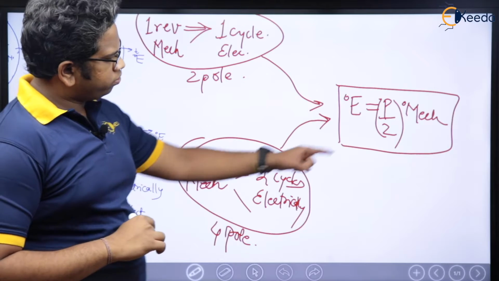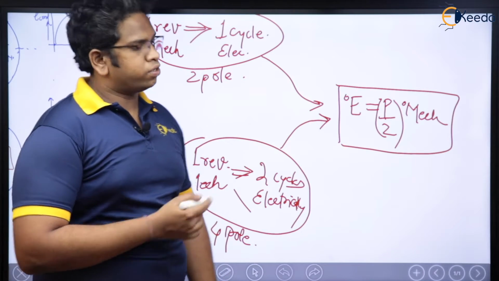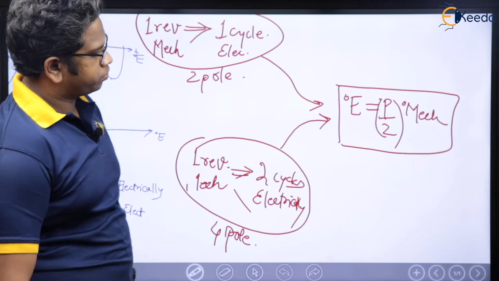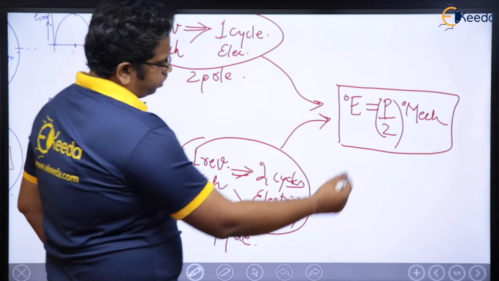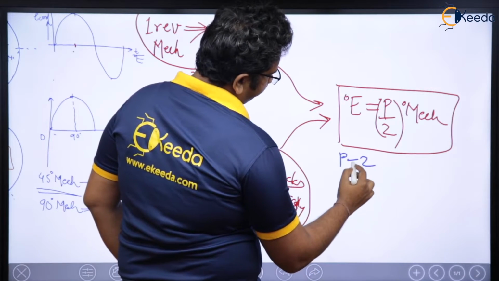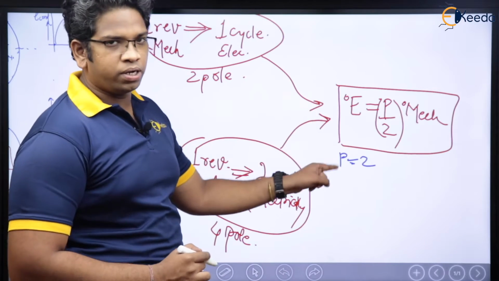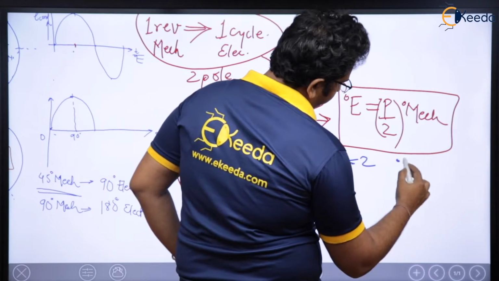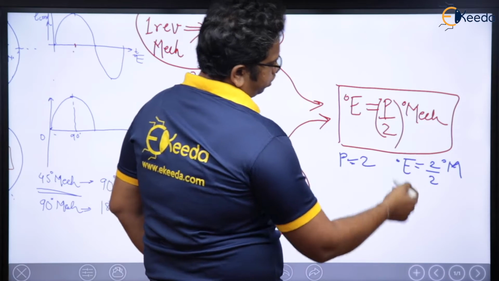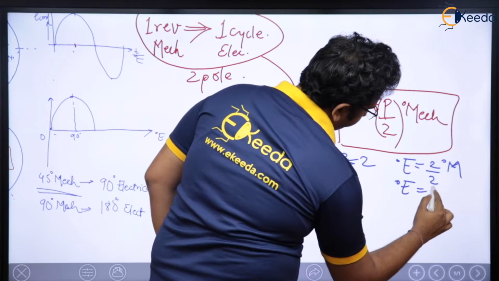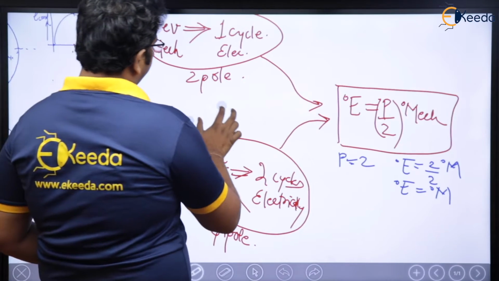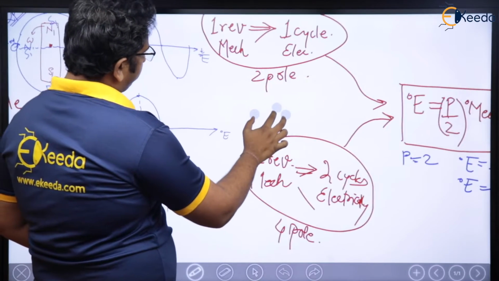See here. Let us try to apply this here so that we will try to understand it. See, if you think of two pole, if you think that P is equal to 2 for a two pole machine, if you think P equal to 2, what is going to happen? I am going to get degree electrical equal to 2 by 2 times degree mechanical. Just replace P by 2 here. So you will get degree electrical is equal to degree mechanical. Am I right? So you just see here, degree electrical is equal to degree mechanical or not?